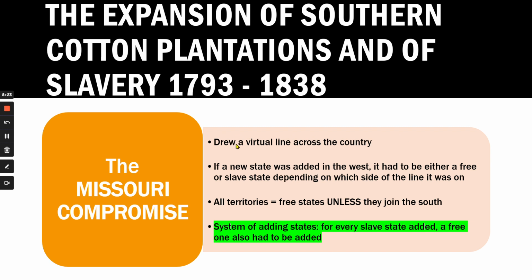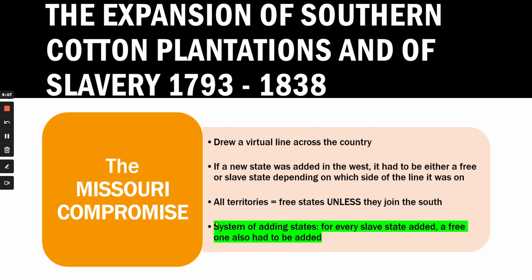So the Missouri Compromise was a law that was made that drew a virtual line across the country, so it split it in half horizontally. And if a new state was added in the western area of America, it had to be either a free or slave state, depending on which side it was on. So if it was higher up in the western area, if it was northwest, it would have to be a free state. But if it was further down, lower in the half, it had to be a slave state. All territories were free unless they joined the South.